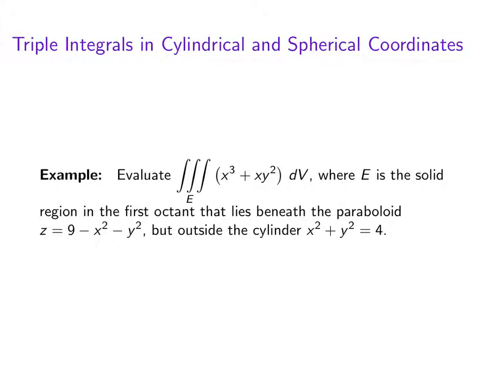Hello, calculus fans! Let's evaluate the triple integral over E of x squared plus xy squared dV. And let's say that E is the solid region in the first octant that lies beneath the paraboloid z equals 9 minus x squared minus y squared, but outside the cylinder x squared plus y squared equals 4.